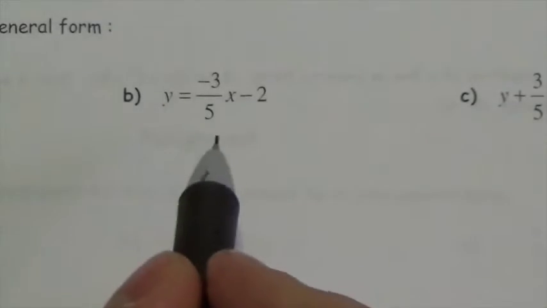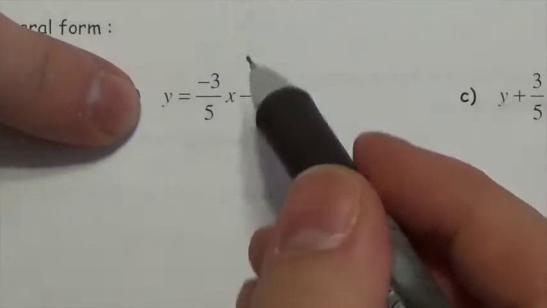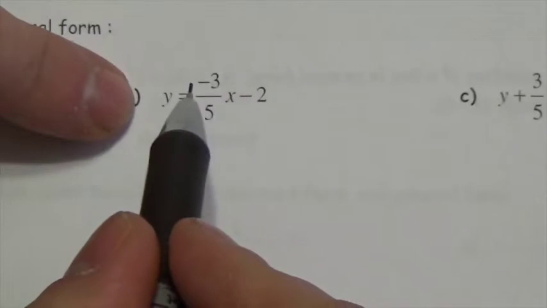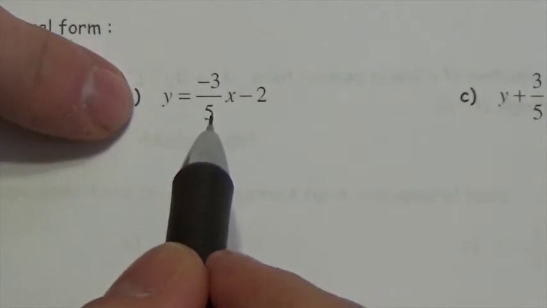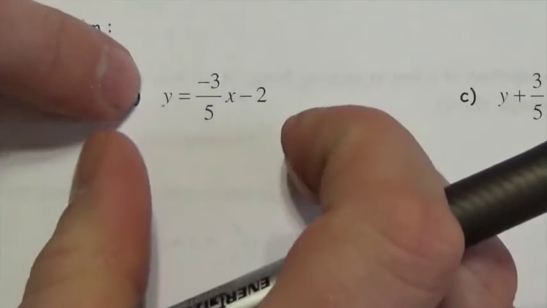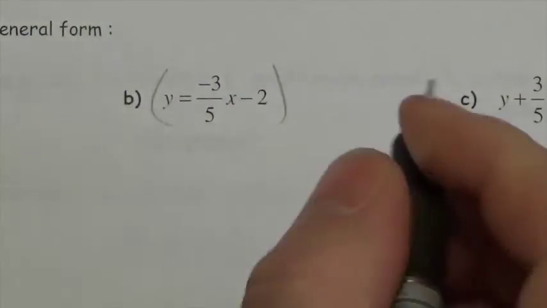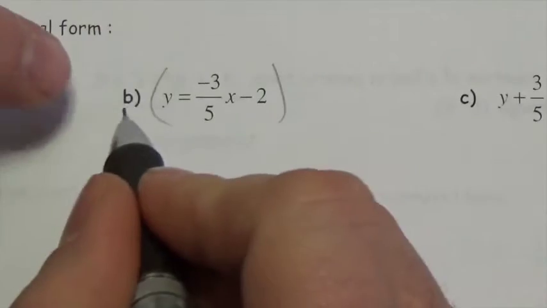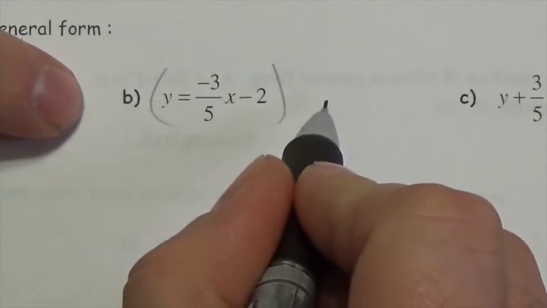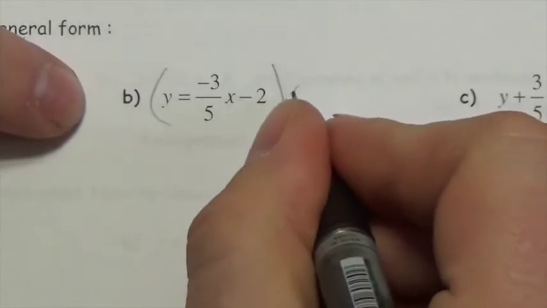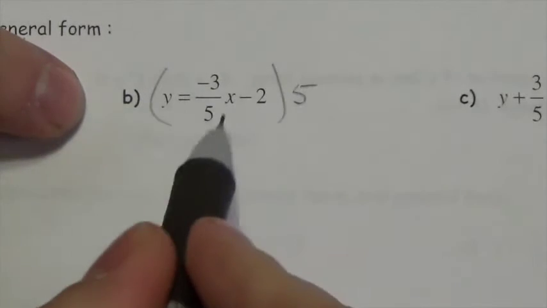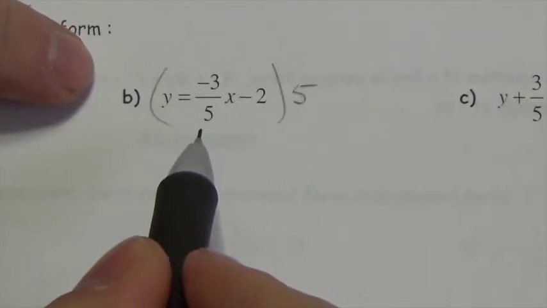In our second question here, first thing I want to do is remove the fractions here. Now I notice I've got a negative 3/5 here. Okay, I'm working with an equation, so there's a little something that I can do here. I'm going to multiply every term in this equation by the common denominator. Well, in this case, there is only the one denominator. I'm going to multiply everything by 5.